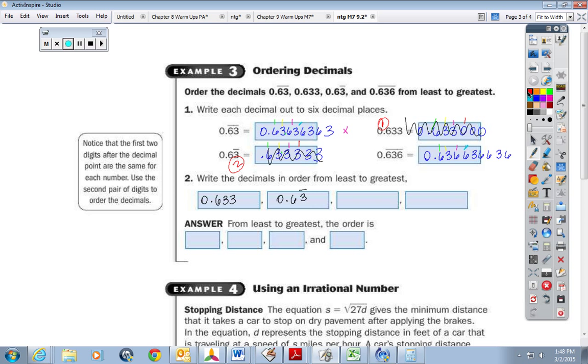So write the original, which would be 0.6. Both of these are repeating, and then the last one would be. So I don't need to write them again. So that's just making sure you're comparing one place value spot at a time.